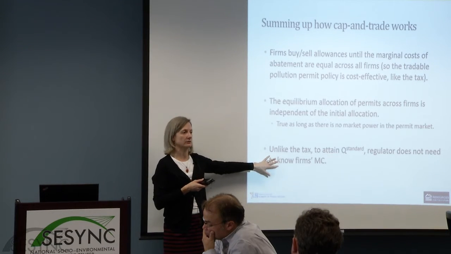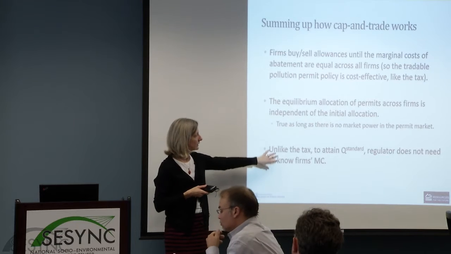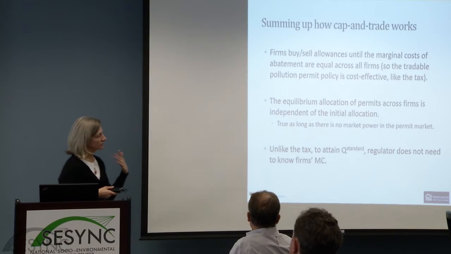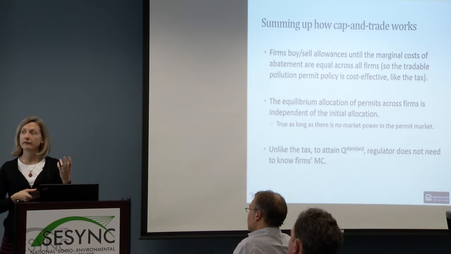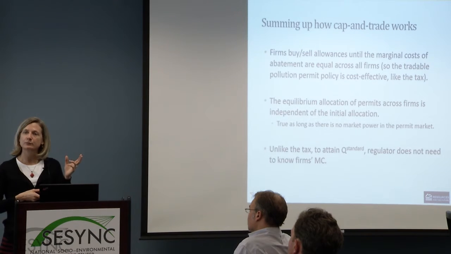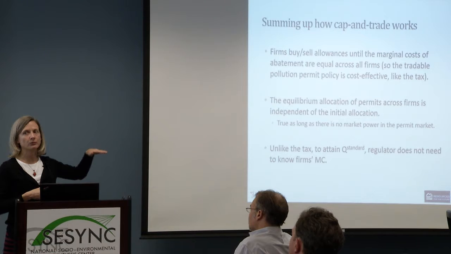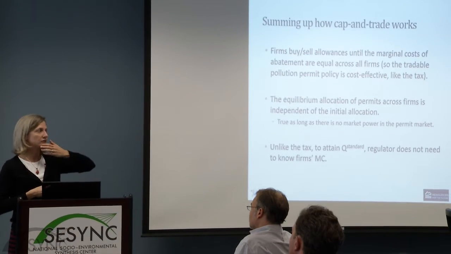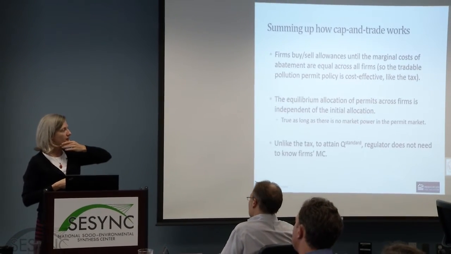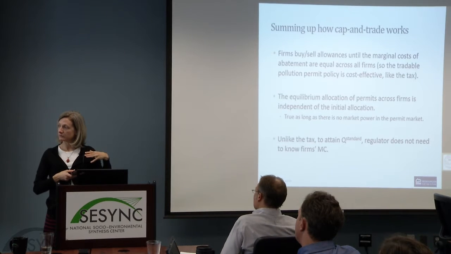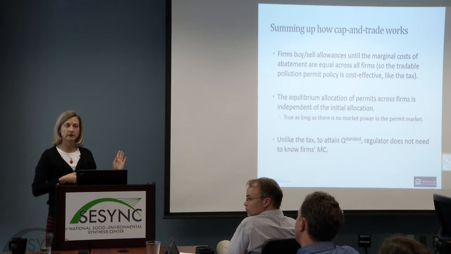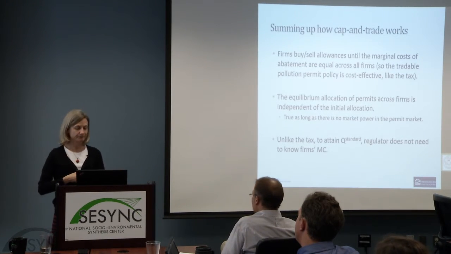I get it because the firms are trading with each other. So unlike the tax, I have this certainty over the quantity. I don't have certainty over, ultimately, the price per ton. The equilibrium permit price is going to end up wherever it ends up, causing some uncertainty for firms in terms of their compliance costs, whereas with the tax, I pin down the price, but I don't know the quantity. Okay, is everybody clear on that distinction?